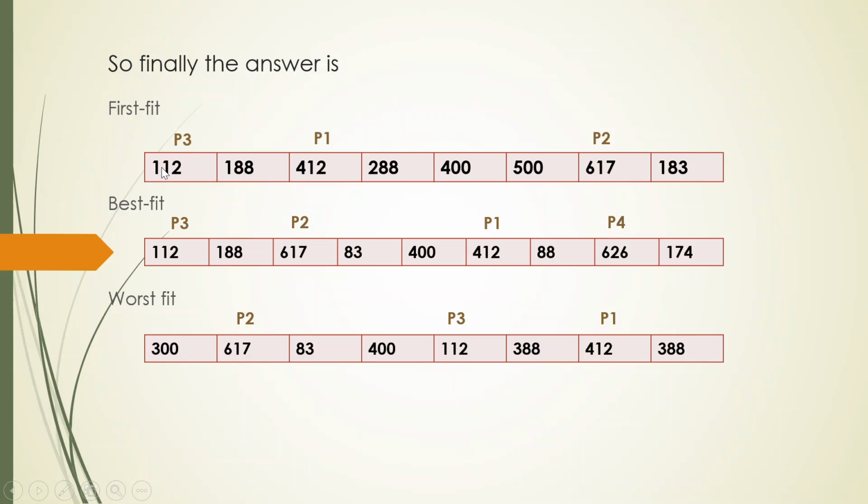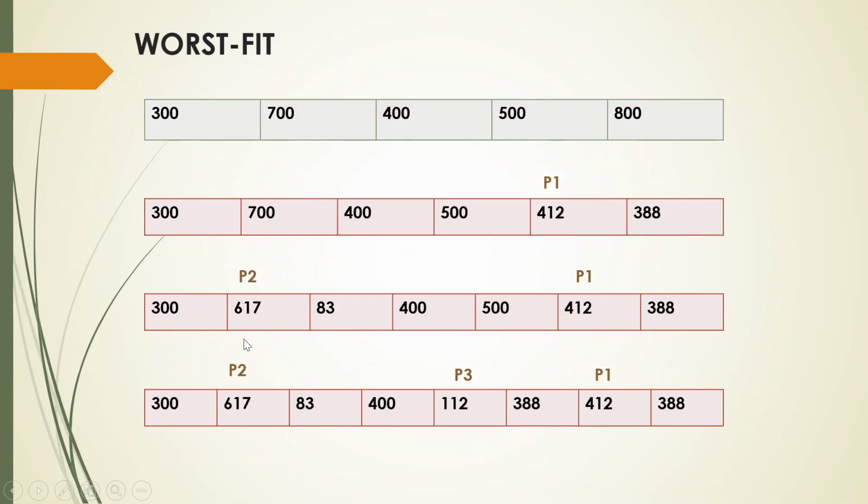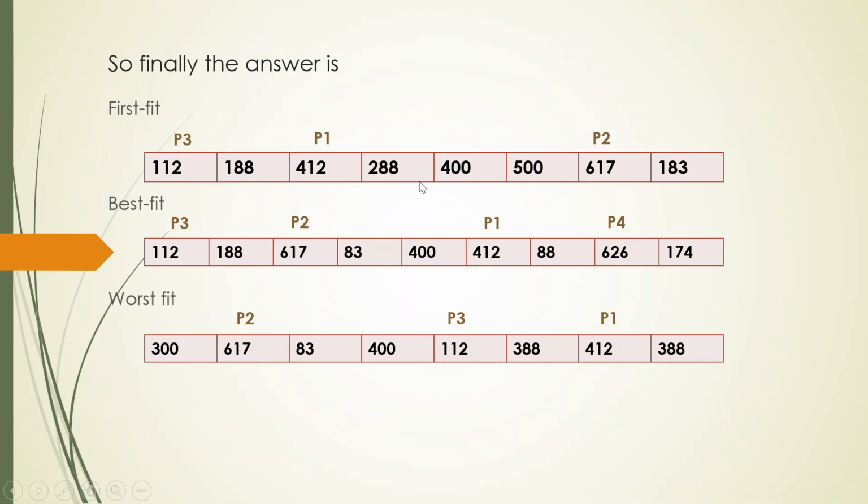So finally, the answer will look like this. For first fit, the answer will be like this. Best fit, the answer will be like this. And worst fit, the answer will be like this. All these diagrams are only drawn for better understanding. So this will be the final answer. I hope you understood. Thank you.